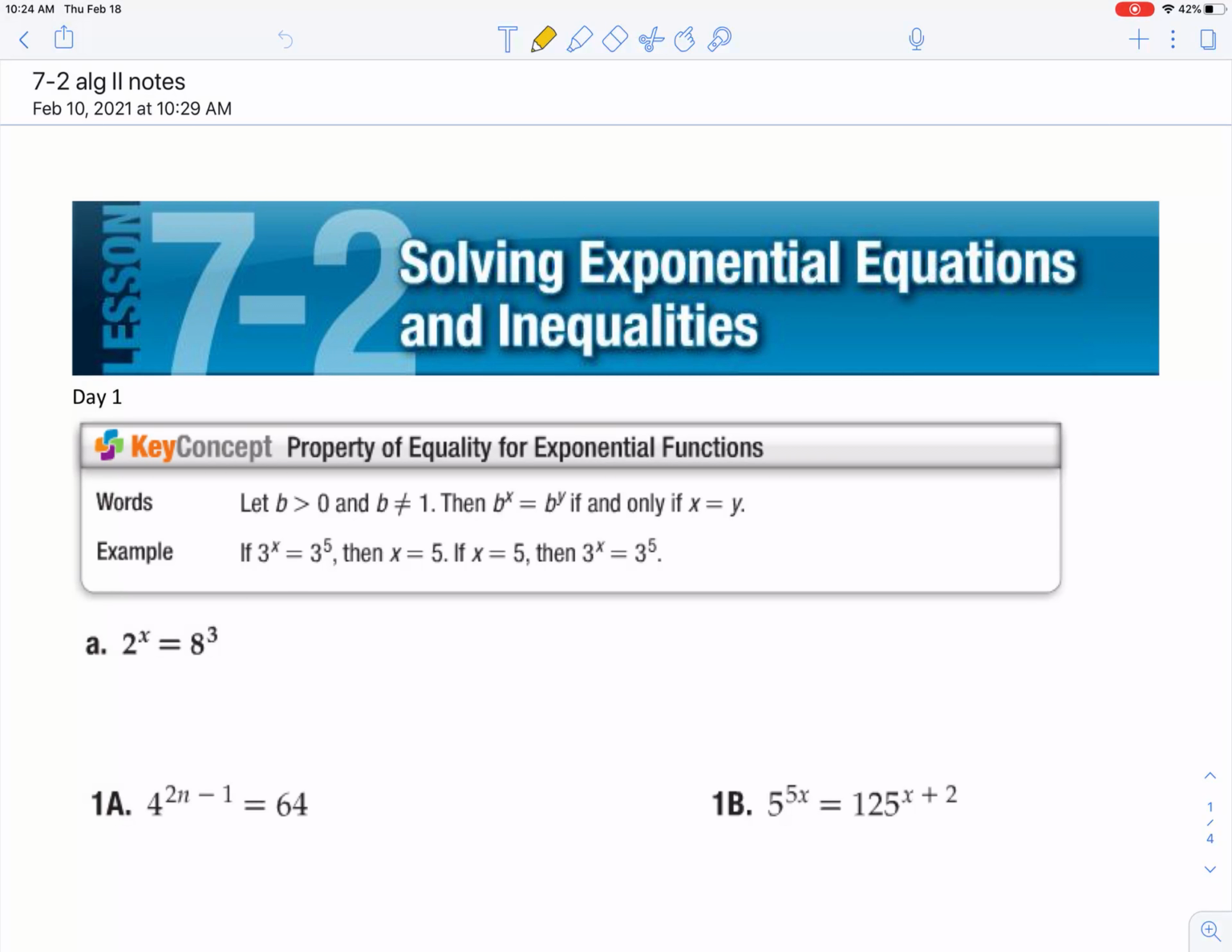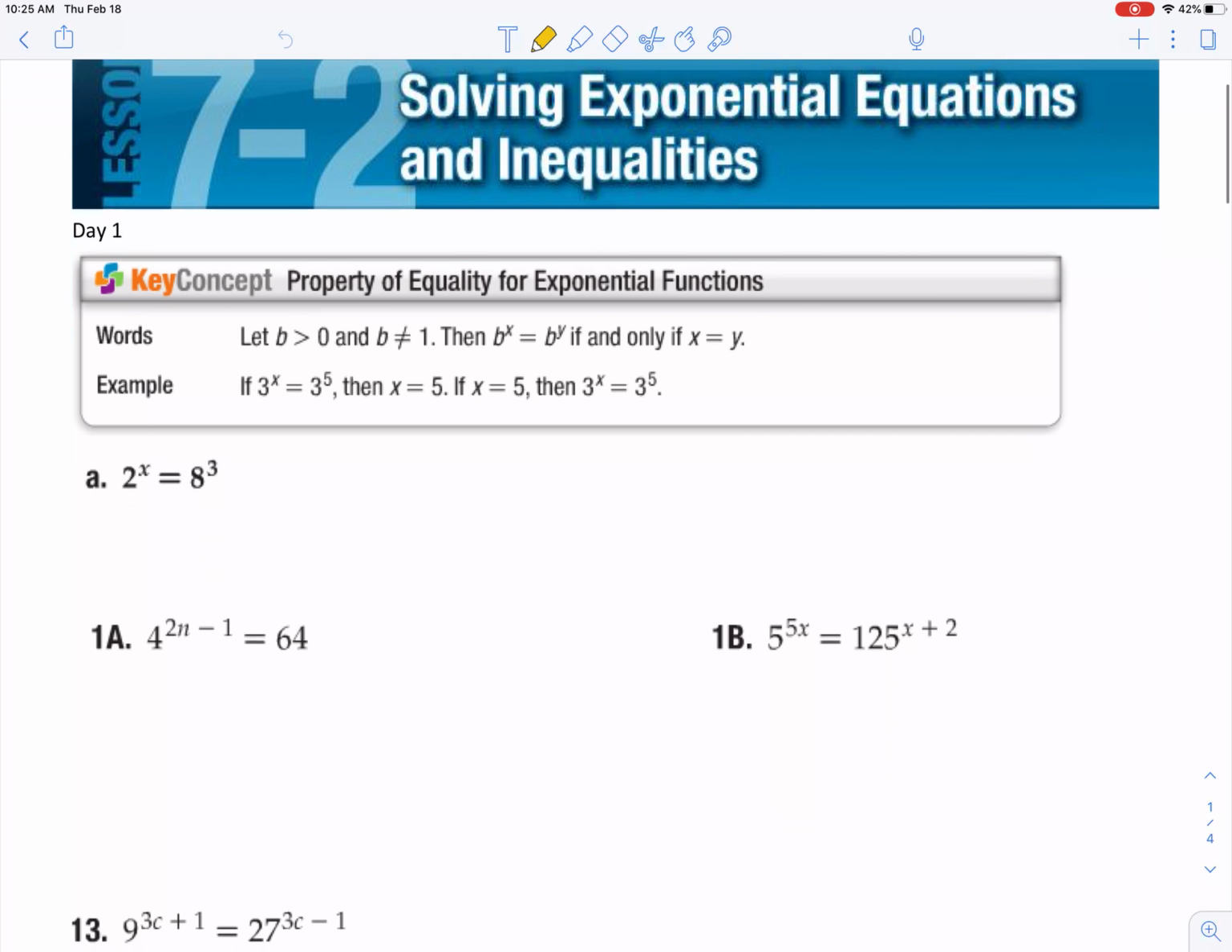Okay, 7-2. This is where the fun begins. So, we are solving exponential equations and inequalities. Actually, we're just going to do equations. And I'm going to be giving you guys something called a Powers Pocket Guide. That should sound somewhat familiar because I passed those out when we did this section your freshman year. But I'll give you a new one.